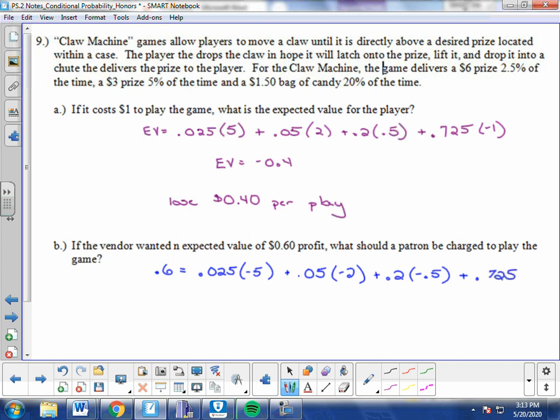Now, I'm going to determine what to charge the player. In the previous problem, we knew that it cost a dollar to play the game, but maybe we noticed that would only give me a 40-cent profit every time they play. I want to up that. So I want that to be a 60-cent profit. I'm going to make this x, and I'm going to figure out what I need to charge the player.